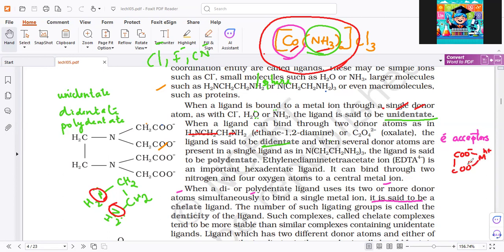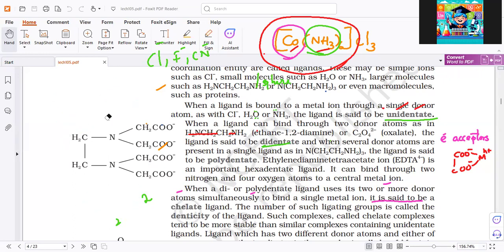This kind of an association can be possible. Therefore, it is called a bidentate ligand. An example for polydentate ligand is given in the picture, that is EDTA, ethylenediaminetetraacetate ion. This ethylene is connected to two amines, and in the amines, the NH2 H is replaced by acetate groups.